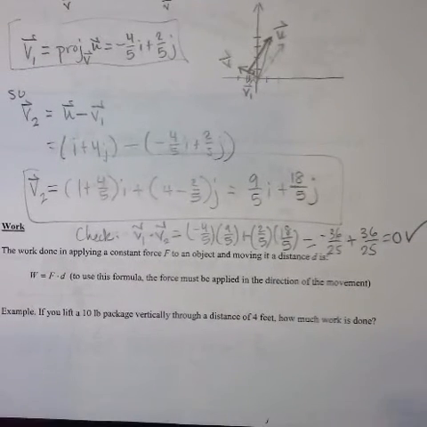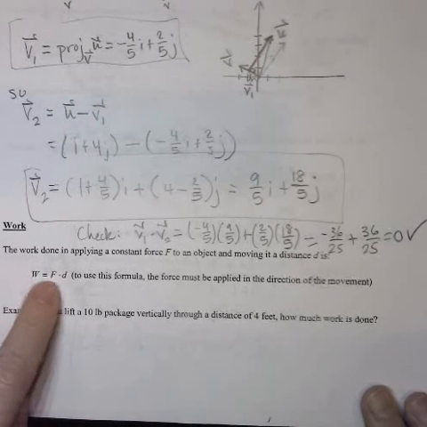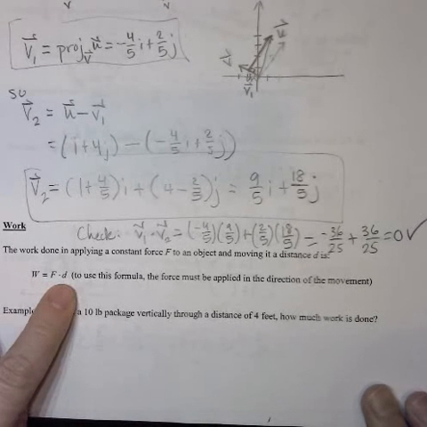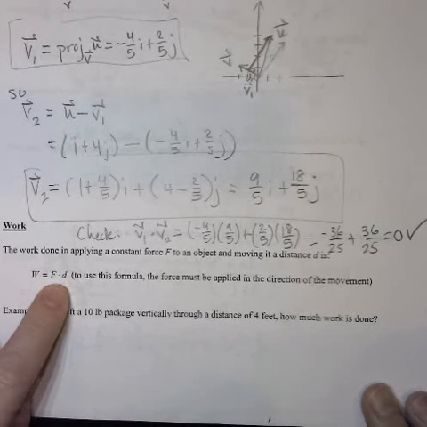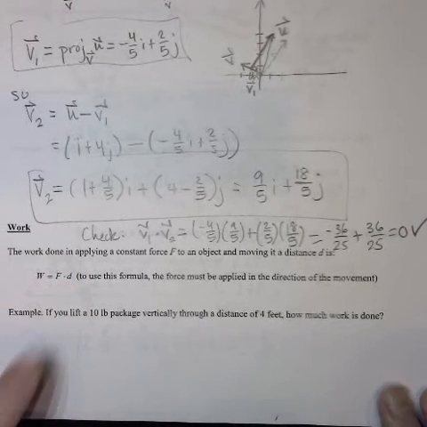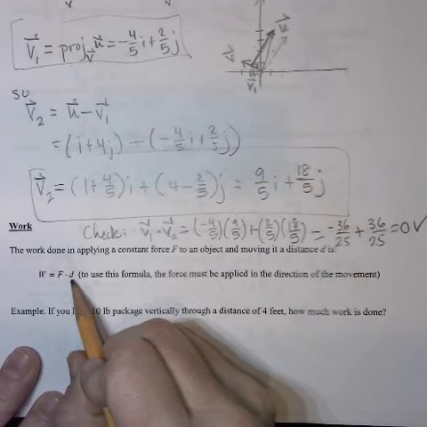So when a force is applied in the same direction as the motion, we don't need to use vectors. You probably learned this like in 9th grade science or something. Work is equal to force times distance. So you just take the force times the distance the object moves, and that gives us the work.